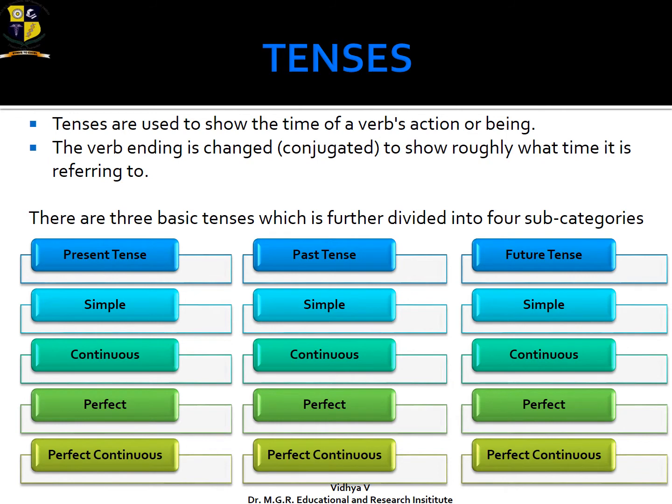So what are tenses? Tenses are used to show the time of a verb's action or being. So it shows roughly what time it is referring to. There are basically three basic tenses which are further subdivided into four categories. The basic tenses are present, past and future. And these tenses are further subdivided into simple, continuous, perfect and perfect continuous. Continuous is also called progressive. Let's see one by one.